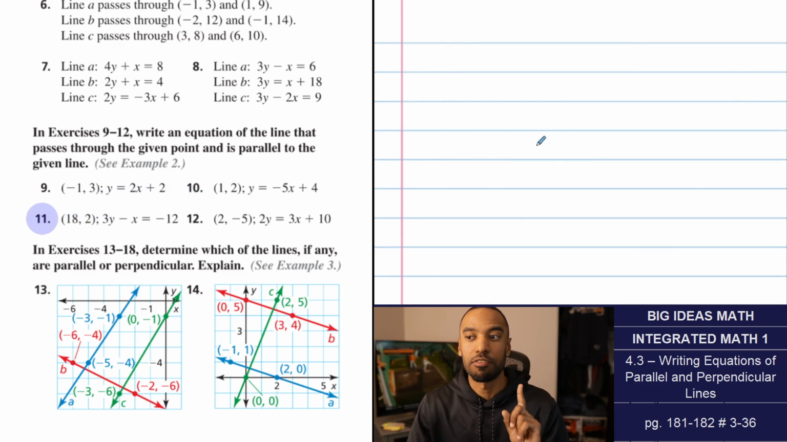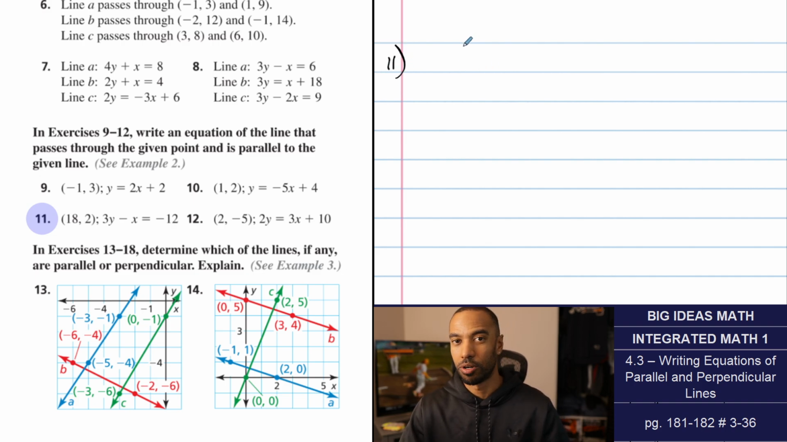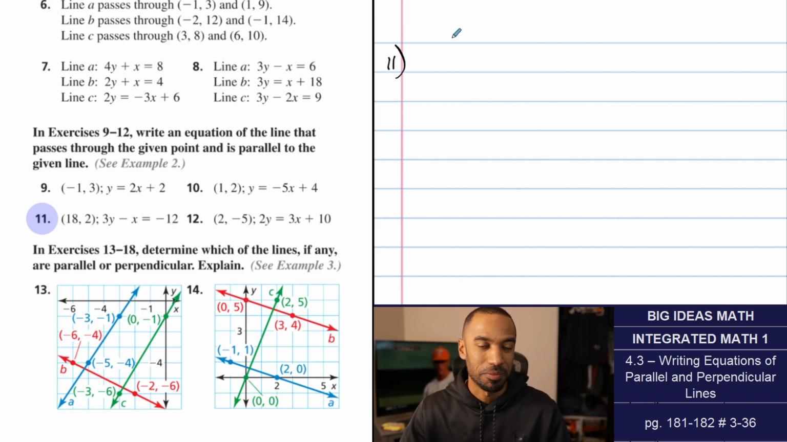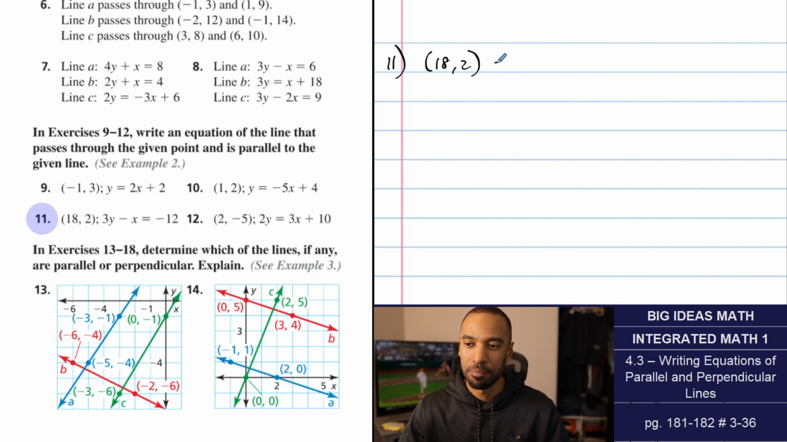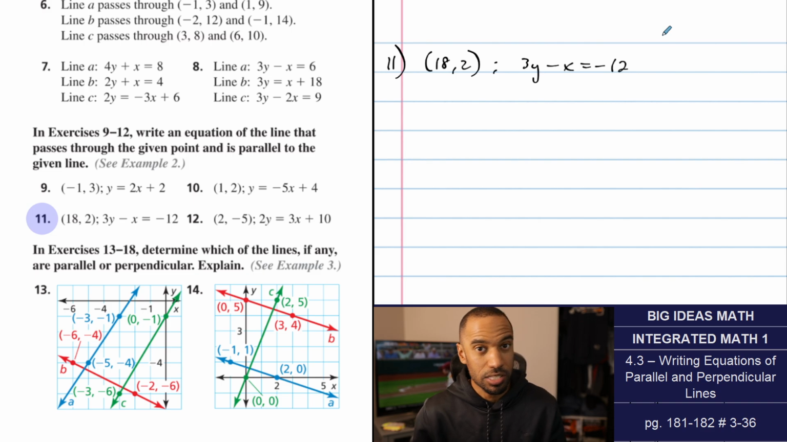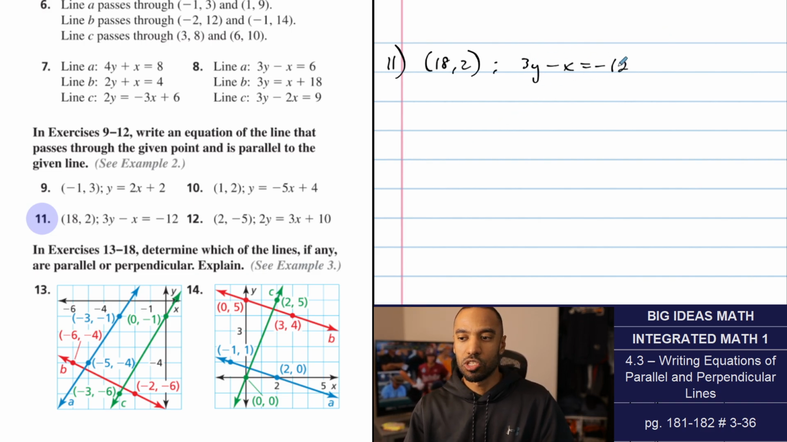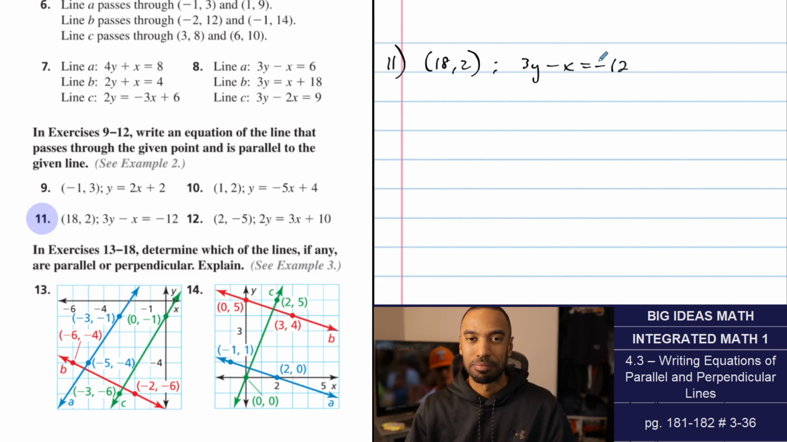Now, that being said, that's if you're required to write it in slope-intercept form. If I were allowed to write it in point-slope form, I would just write it there and I'd be done. All right, so this point here is (18, 2), our x, y. This says 3y minus x equals negative 12. Now, if our goal is to write another equation here, and it didn't state the form, but we're going to say slope-intercept form, does this one need to be in slope-intercept form beforehand for that? Yes, because we need its slope.